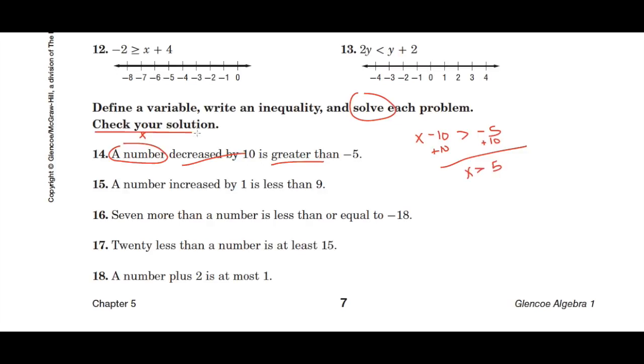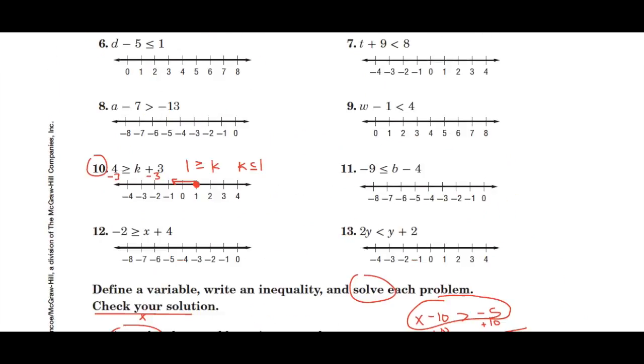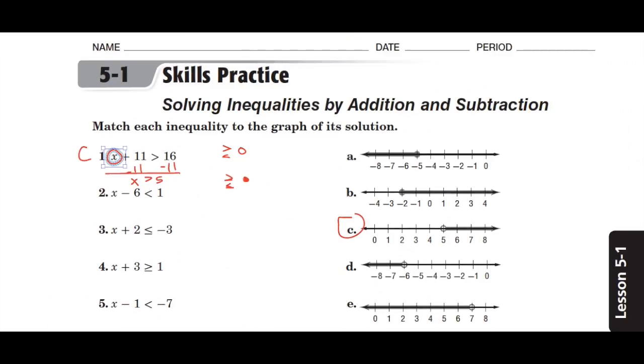It does say to check your solution, so I'm going to pick a number greater than 5, like number 6. I'm going to substitute it back into the original inequality. Is 6 minus 10 greater than negative 5? Yes, negative 4 is greater than negative 5, and that works out. On this worksheet, I'd like for you to do all of them 1 through 18.